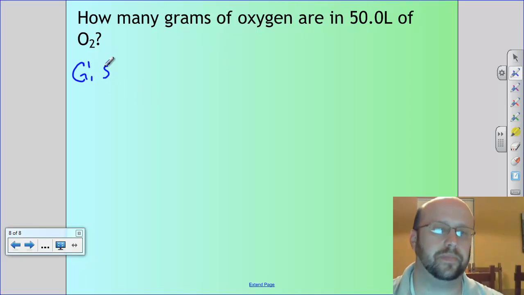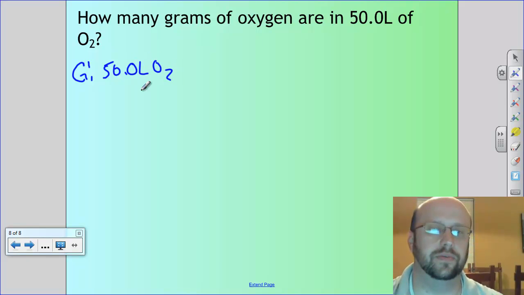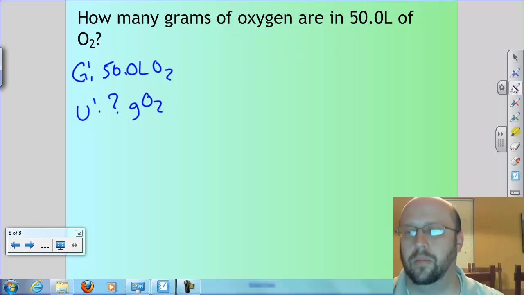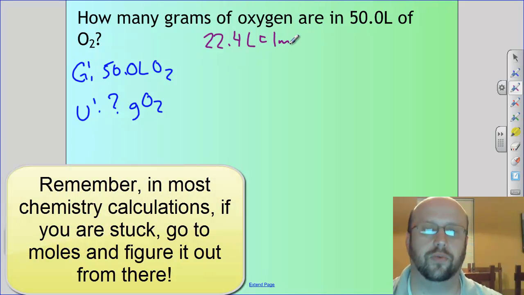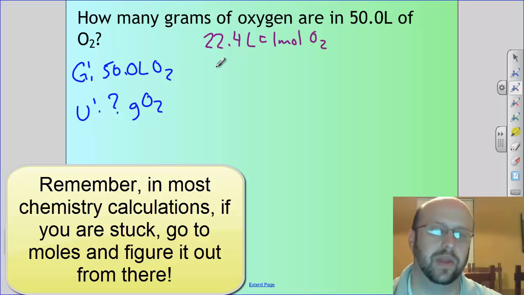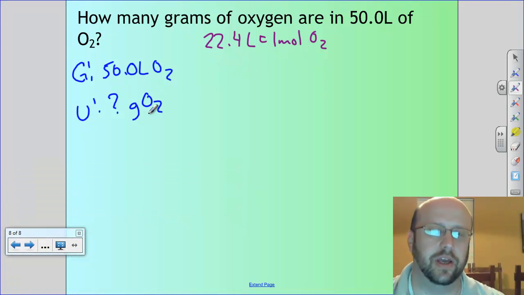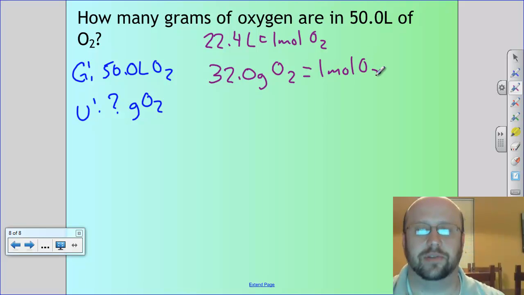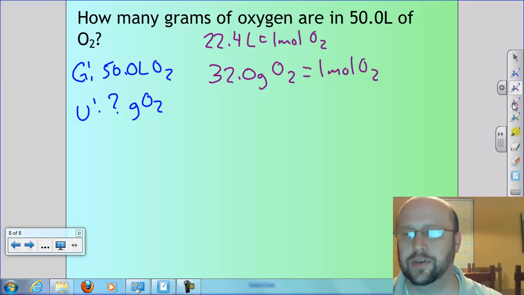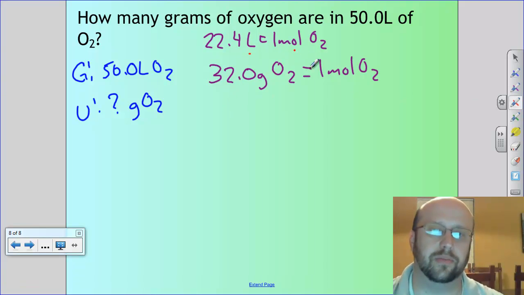So my given is 50 liters of O2. My unknown this time is grams of O2. I don't know how to go from liters to grams, but I do know that I can use this if I'm at STP: 22.4 liters equals 1 mole, and I'm going to label that O2. And anytime I can get to moles, how do I find my way to grams? Yeah, molar mass. So 32.0 grams of O2 equals 1 mole of O2. And so there we can go from liters to moles, moles to grams. That's all the conversion stuff that we need.